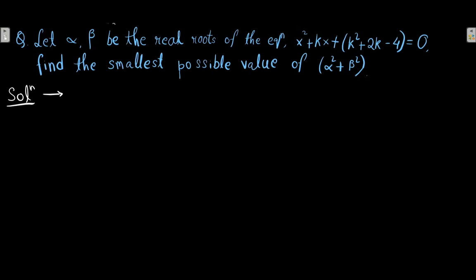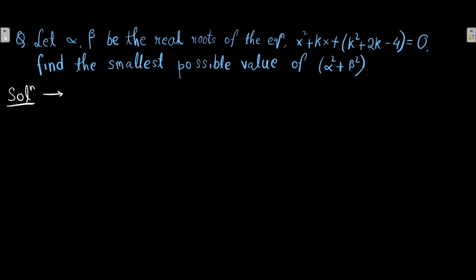Hello everyone. In this question, it is asked that if alpha and beta are the real roots of the equation x square plus kx plus k square plus 2k minus 4 equal to 0, we are to find the smallest possible value of alpha square plus beta square. Okay, so let us start the solution.